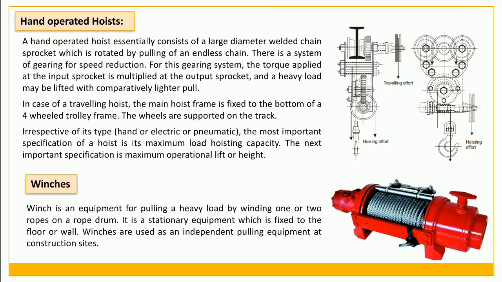In case of a traveling hoist, the main hoist frame is fixed to the bottom of a 4-wheeled trolley frame. The wheels are supported on the track, and the bottom flange of an I-beam is most commonly used as the track. The pair of wheels on one side are provided with 2 spur gears, which are connected by a smaller gear in the middle. On the shaft of this small gear is fitted a chain sprocket, and on rotating this sprocket by pulling an endless chain, the trolley moves on its track and carries the load to its desired point.